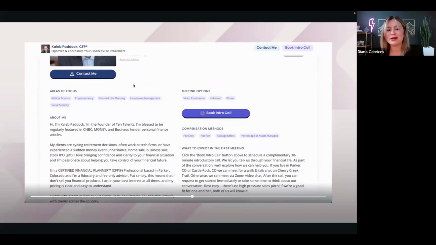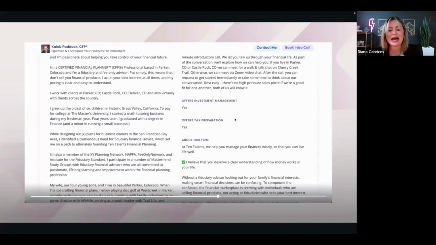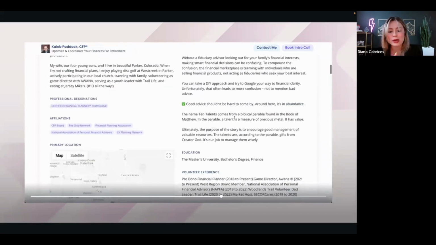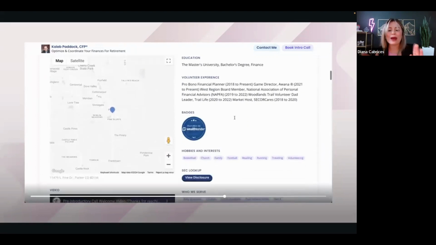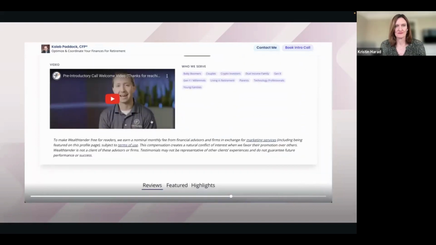But right away, I'm seeing his messaging. So he says a little bit about him. And then he tells me my clients are near retirement decisions, often work at tech firms, or have experienced a sudden money event. I can see what to expect in the first meeting. So this is that content. This is that sort of who we are, what we do, who we work with, right front and center. I can scroll down further and I even have a video of him.